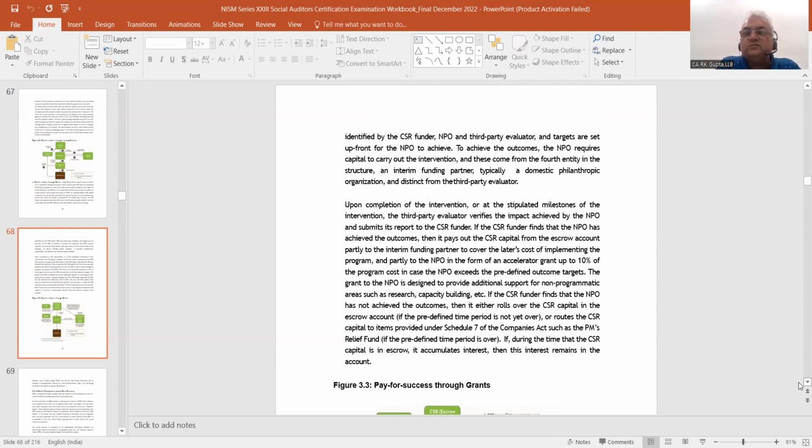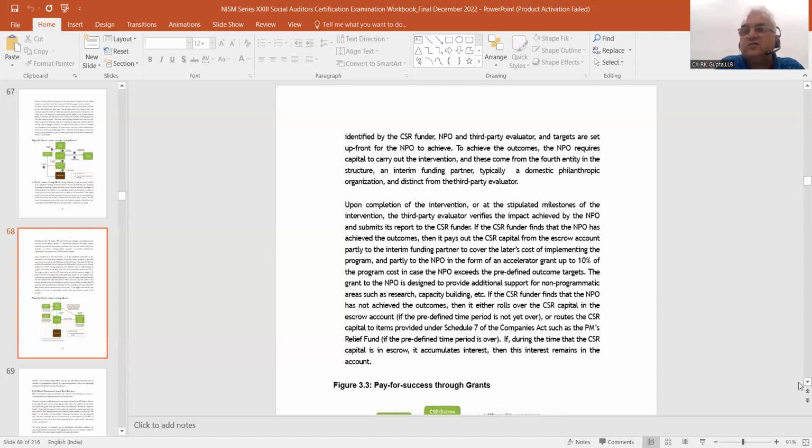To achieve the outcomes, because many malpractices are being done in the CSR funding also. All of us are aware as professionals, and government is also aware of all these things. To achieve the outcomes, the NPO requires capital to carry out the intervention. And this comes from the fourth entity in the structure, an interim funding partner.